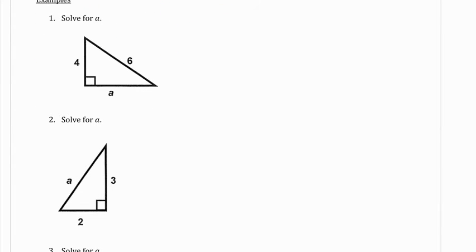For example, if I have this right triangle and I want to solve for a, I could call that side a, my other leg is b, and my hypotenuse is c. So in this case, I'd have a squared plus 4 squared should equal 6 squared. So we get a squared plus 16 equals 36. That means a squared has to equal 20 if I subtract the 16.